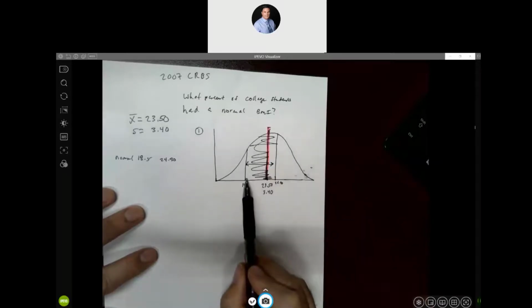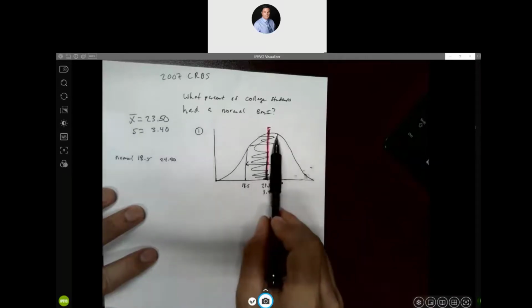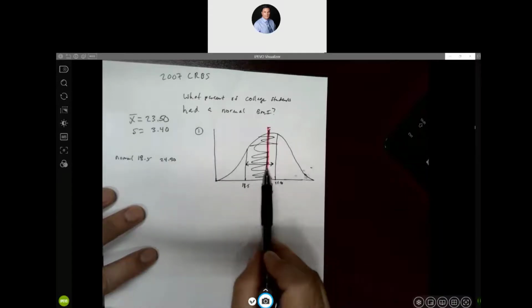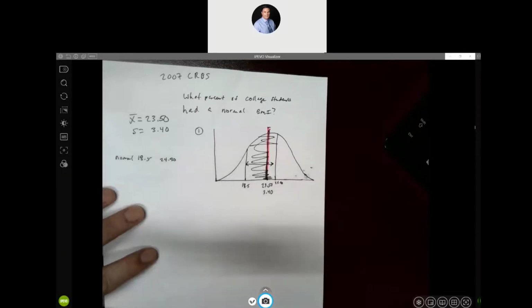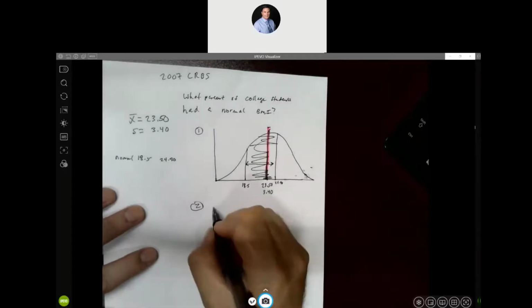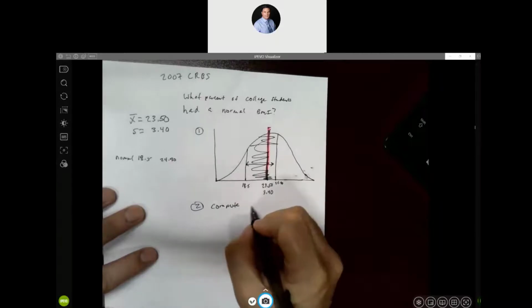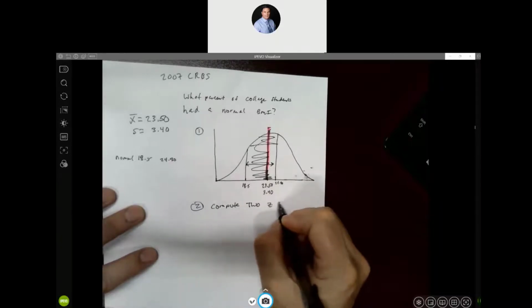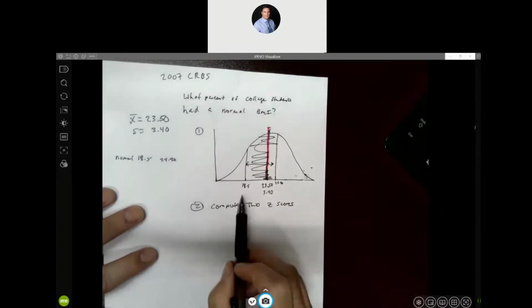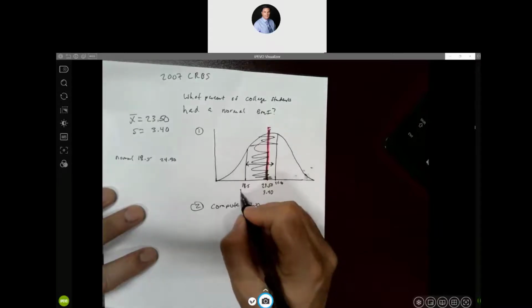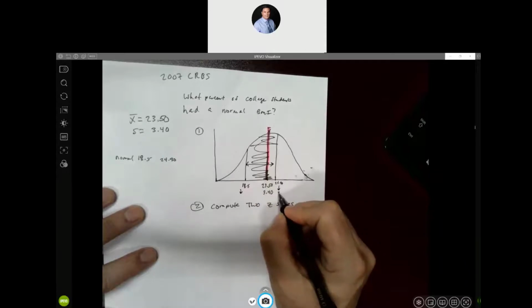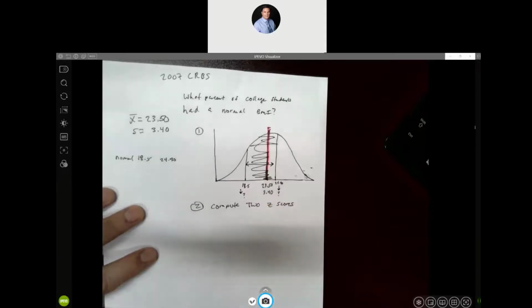So we're interested in how big is this portion? Or another way of saying that is, what is the percentage of scores that are between 18.5 and 24.90? Check this out. Step number 2 is we have to compute 2 z-scores. We need to compute the z-score that corresponds with 18.5, and the z-score that corresponds with 24.90. We want to know what these 2 z-scores are, so we need to compute 2 standard scores.